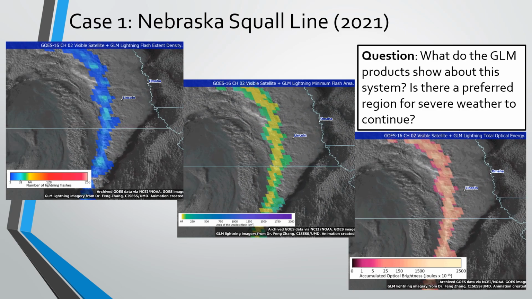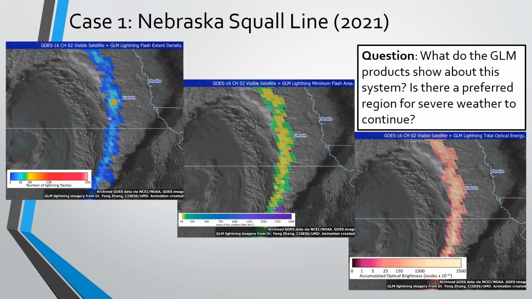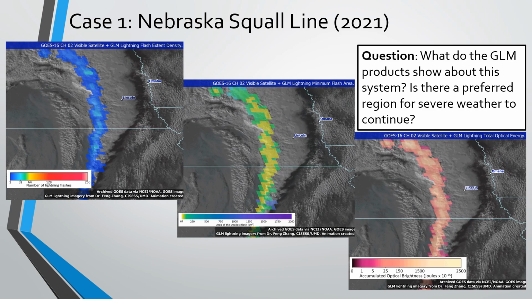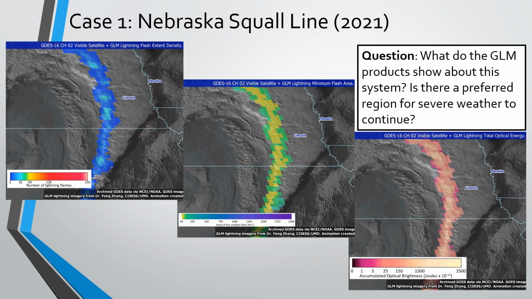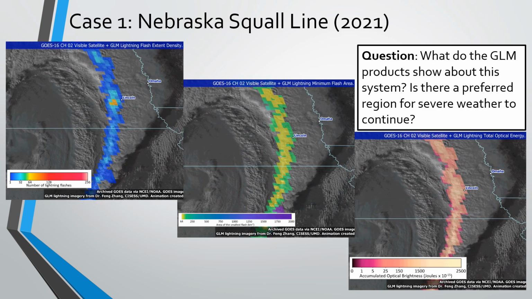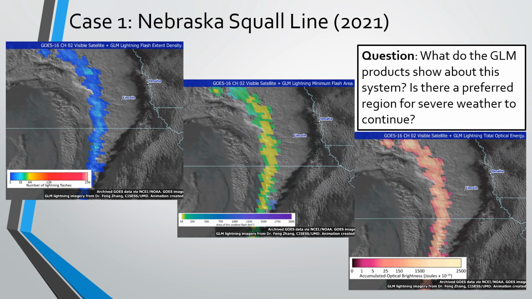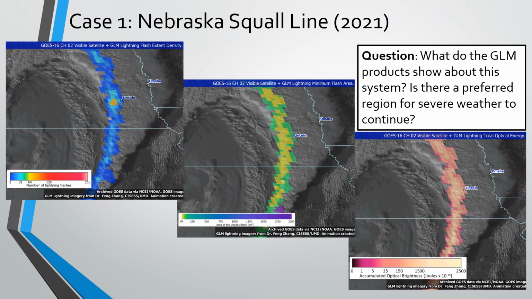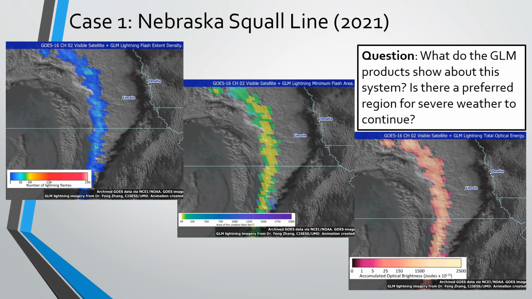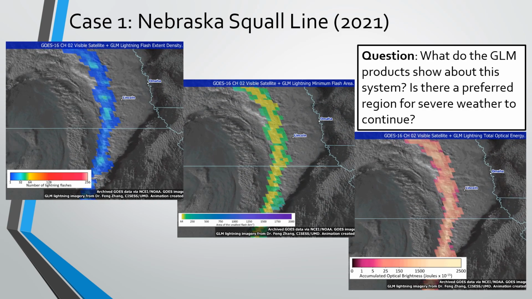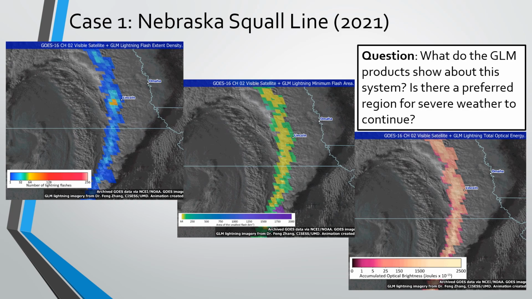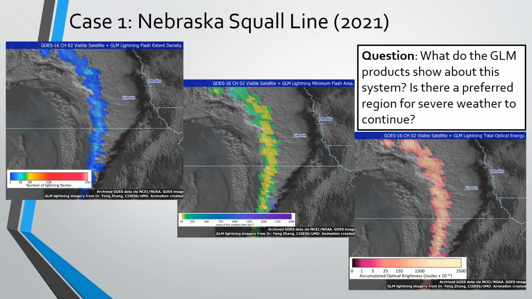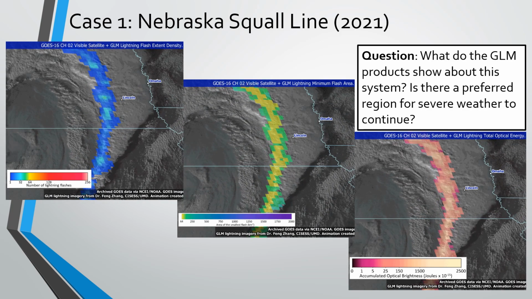Getting into our first case study, this is another squall line, a line of strong thunderstorms moving through the central United States, particularly in the state of Nebraska. The question here is, what do the GLM products show about this system? Is there a preferred region for severe weather to continue? We have minimum flash area in the center, and on the left we have flash density, and on the right we have total optical energy.